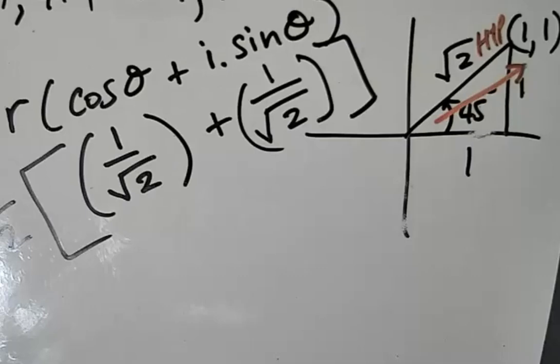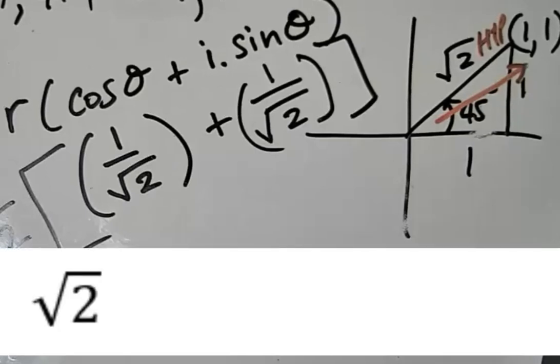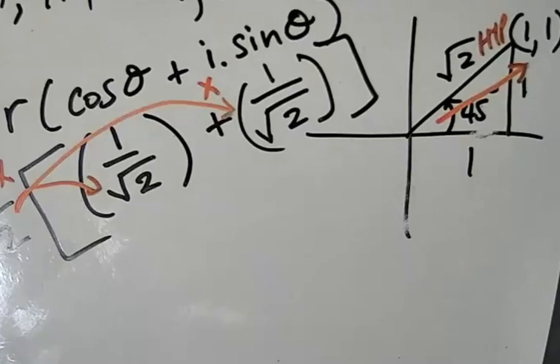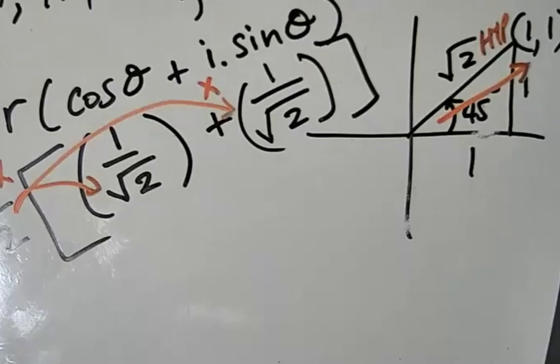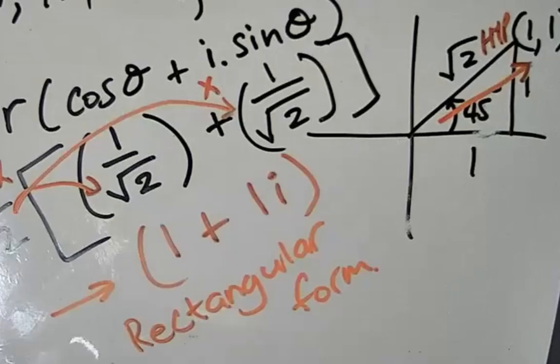Don't forget there's a root 2 on the outside, you might not see the root 2 on the outside. And root 2 times the root 2 that's in the denominator. So in other words, root 2 times 1 over root 2. The root 2's are going to cancel in both of them, and you're going to be left with 1 plus 1i, which is the rectangular form.